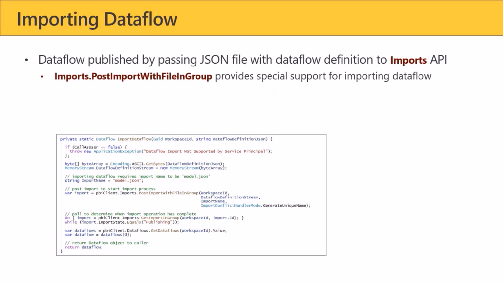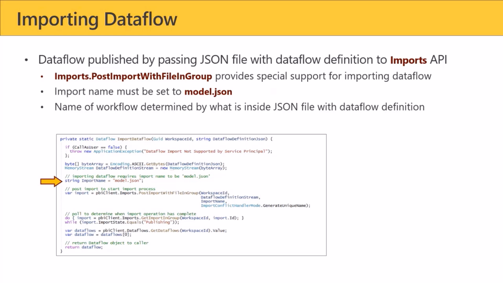So the idea is you put the data flow definition in a JSON file. Now, you also set the name of the import to model.json. And once again, that's the flag to the imports API saying process this as a data flow definition. Now, if you put the import model.json, what is the name that shows up of the data flow in the Power BI service? And it turns out the JSON data flow definition has the name.